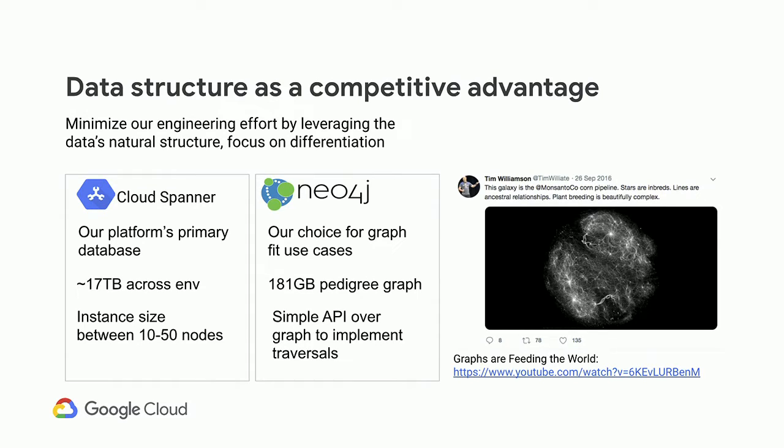With that data set, what you see on the right-hand side here of the slide is an image that my colleague Tim Williamson tweeted a while back that is actually a representation of our ancestry data set for corn. Each of those stars in this galaxy are corn seeds, and the links between them are genetic relationships. These seeds came from these seeds, right? It gives you a sense of the scale of that data set. This is just corn. Now we work in a lot more crops than just corn.